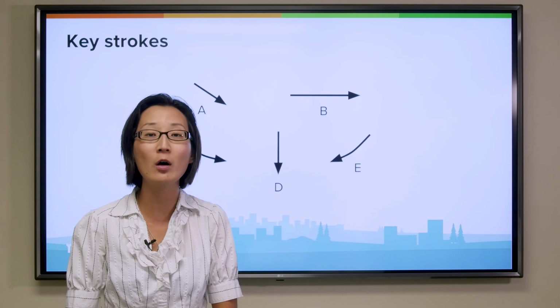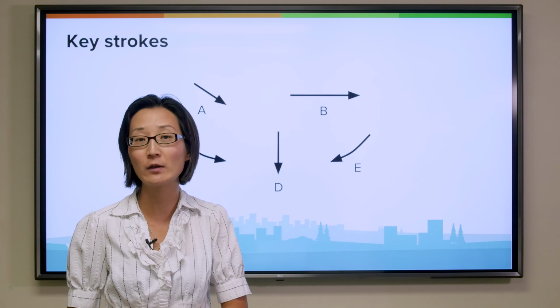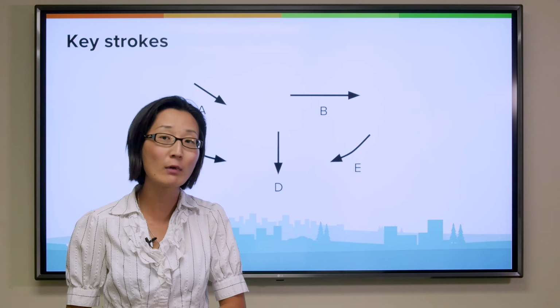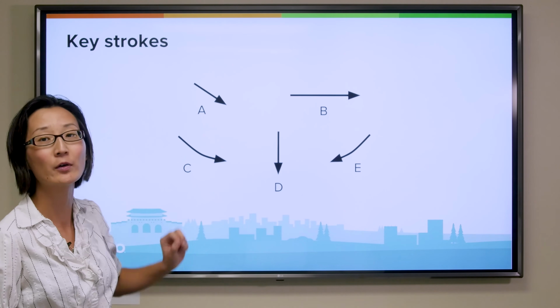We need to follow the arrows when you write those strokes. It's not right if you go from the other direction. When we write the strokes, we need to follow certain orders and directions.